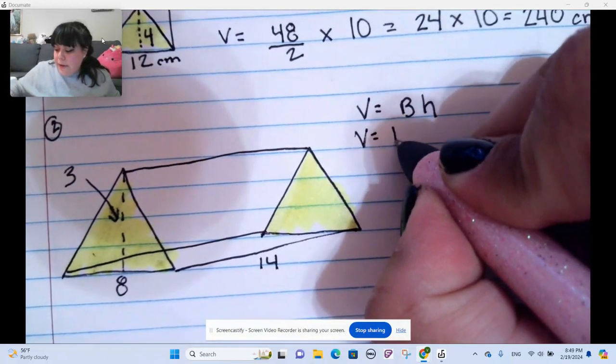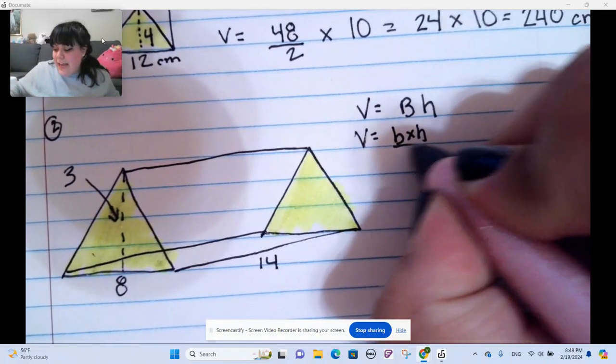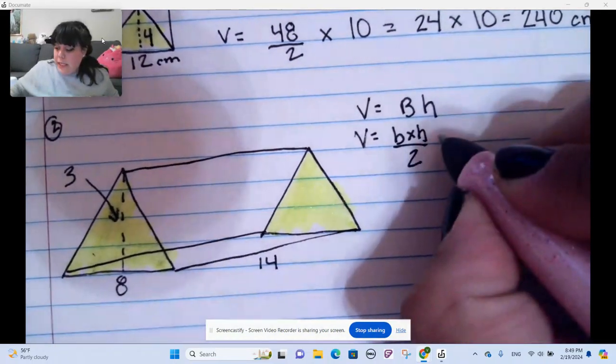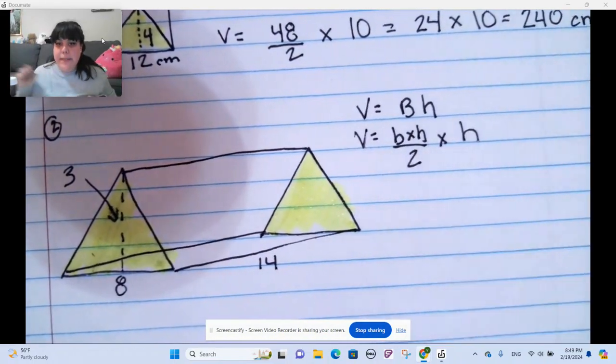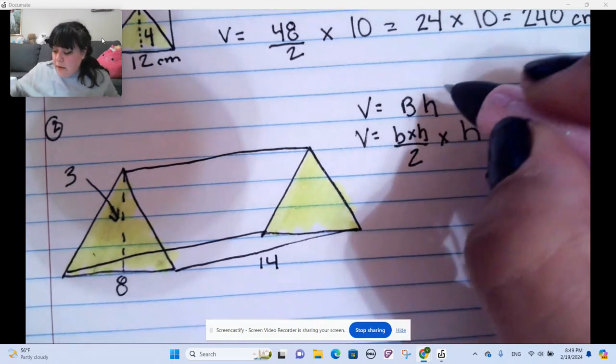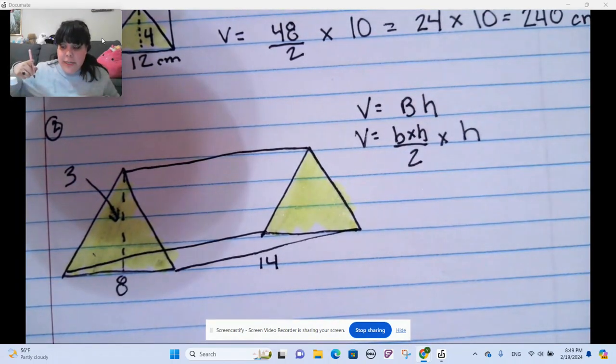Okay, so we're going to put base times height divided by 2, because that's our area of our triangle, times the height of the prism. So if you want to pause, try it, and then see if you get it right. Go ahead. What's the worst that can happen? You get it wrong, and you learn something. Okay. So pause right now if you want to try it.